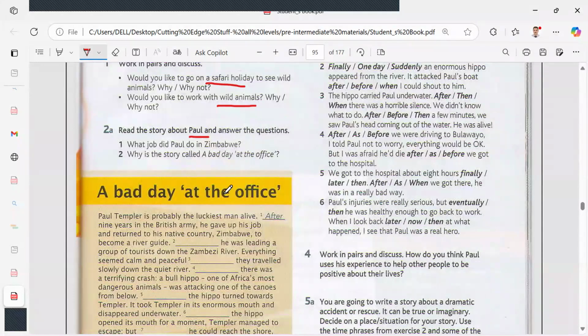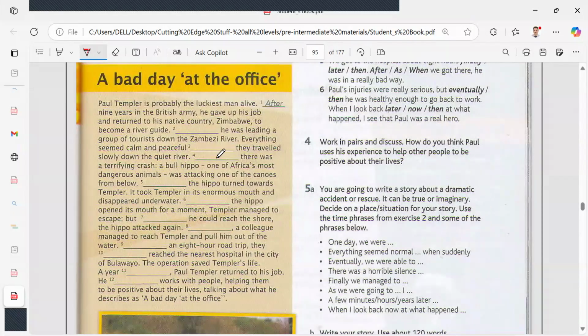So read the story about Paul and answer the questions. A bad day at the office. This is the title. So, what job did Paul do in Zimbabwe? Why is the story called A Bad Day at the Office? So, read the story, please, Jude. Read with your eyes.